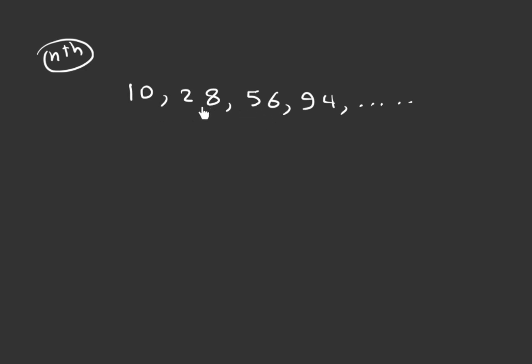Now, to find the nth term for this sequence, find the first difference. 94 minus 56. Can you find 94 minus 56 using your calculator? It is 38. Now 56 minus 28 is 28. 28 minus 10 is 18. So the first difference is not constant. So this sequence is not linear.